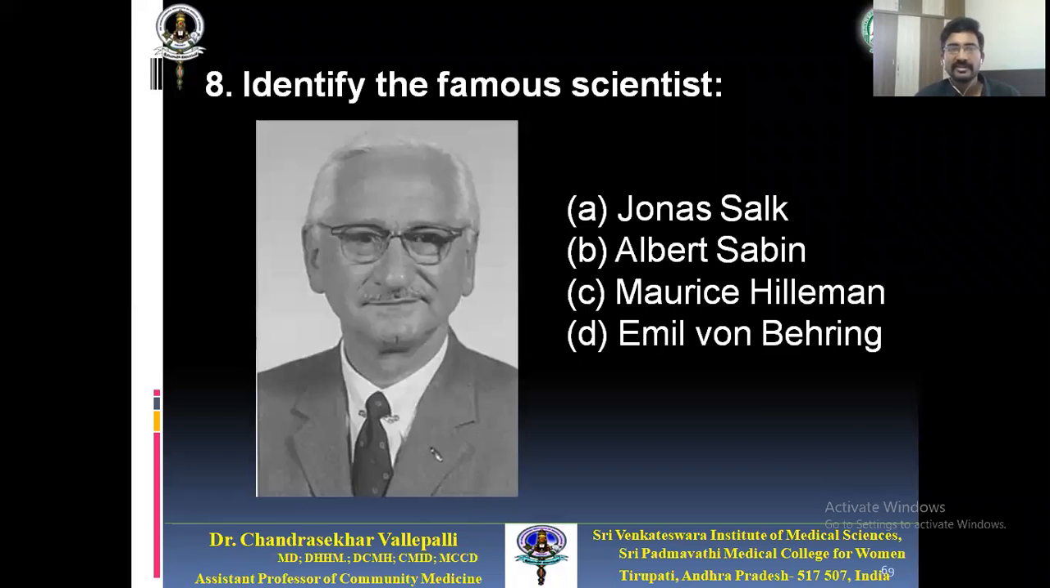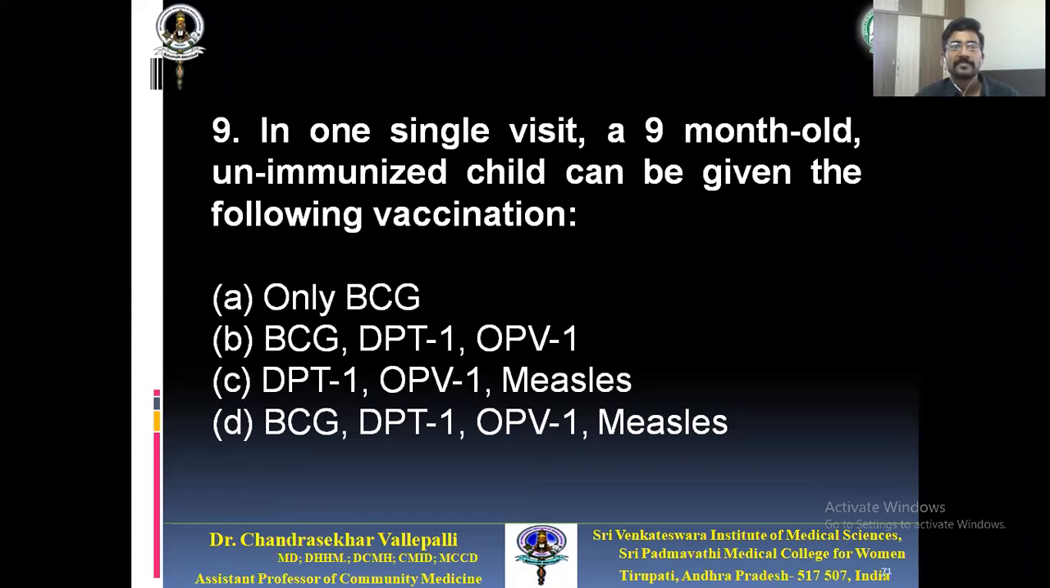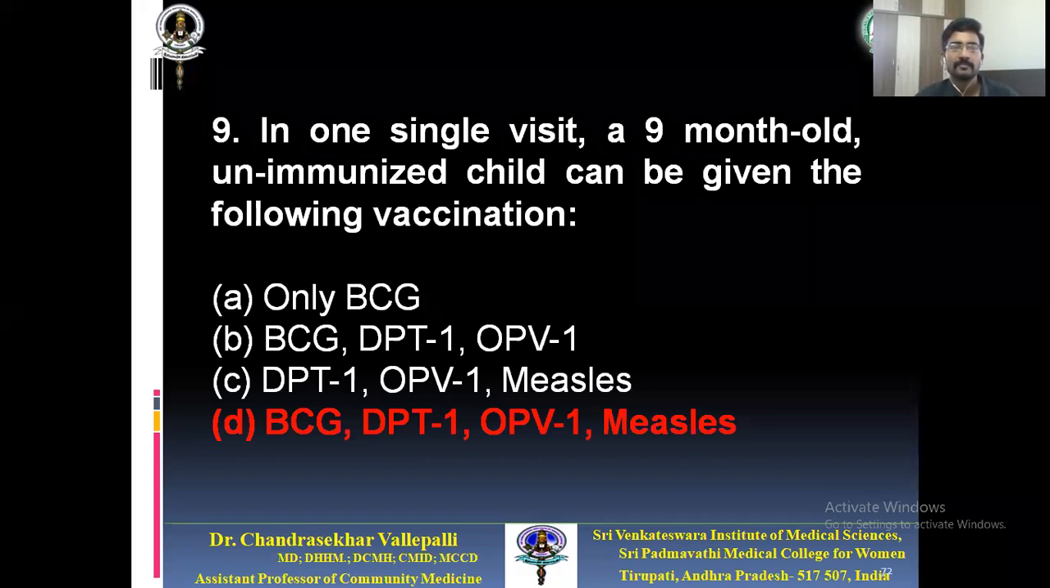Identify the famous scientist whom you have seen in the video also. Albert Sabin. Yes, his contribution is very important: OPV to the world. B. Then, in one single visit, a 9-month-old unimmunized child can be given which of the following vaccinations? BCG, DPT1, OPV1. Yes, we have discussed DPT, which we can give up to 1 year. Measles at 9 months is given directly. BCG also we can give up to 1 year. So for a 9-month-old unimmunized child, D is the correct option.